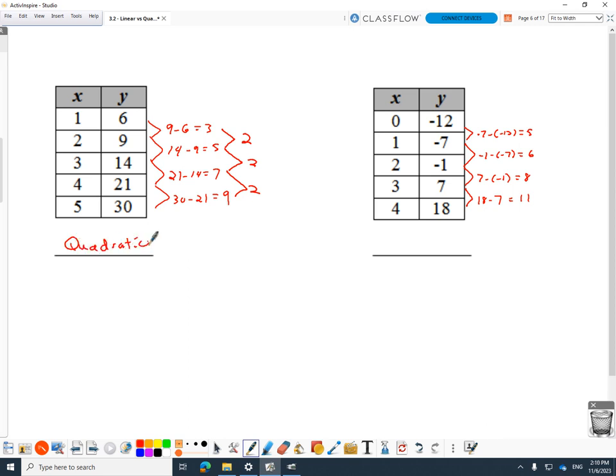What about this one? So it's doubling each time. Or no, it's going up by 2 and then it goes up by 3. So this is neither. This is something else. We will talk about it in grade 11, maybe, what the heck is going on here. But for us, we just go, oh, not quadratic. I'm out.